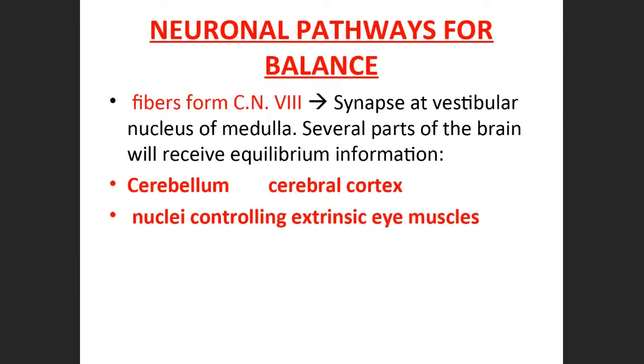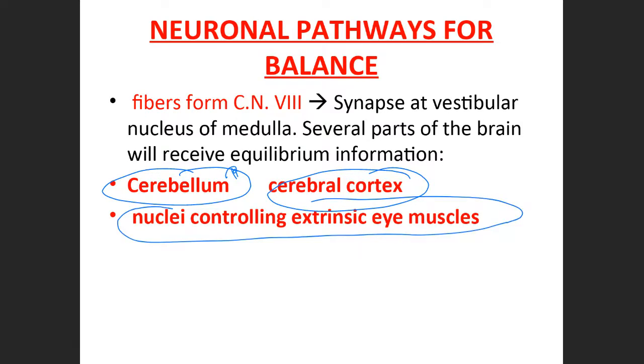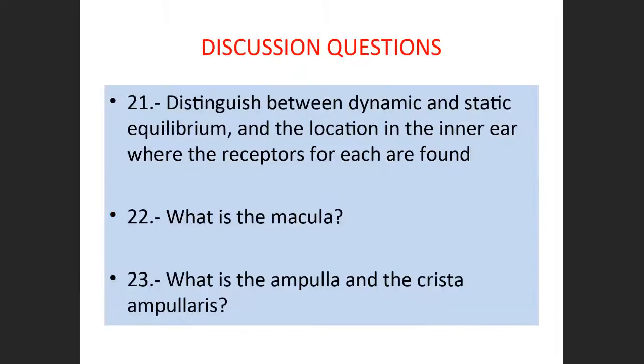The neuronal pathway for equilibrium, again, the cranial nerve is the same, number 8. From there the information will be taken to the cerebellum, which is the main organ for equilibrium, the cerebral cortex, because we'll be aware of what we're doing, and actually the nuclei that control the extrinsic eye muscles, because the eye muscles are going to move the eyeballs as we twirl. So that is basically it for equilibrium. This is not terribly bad.